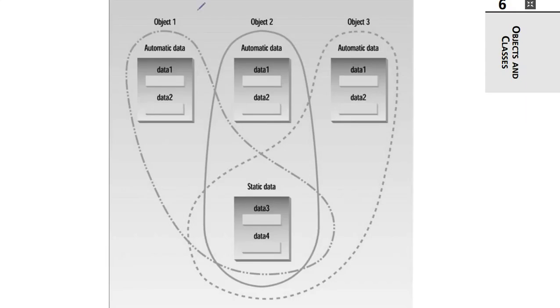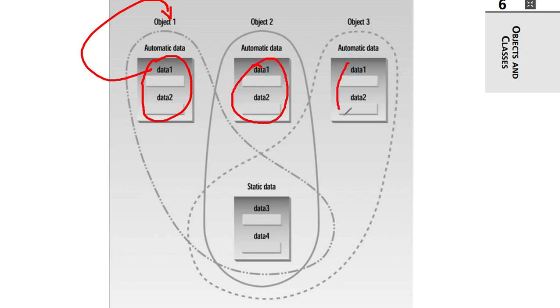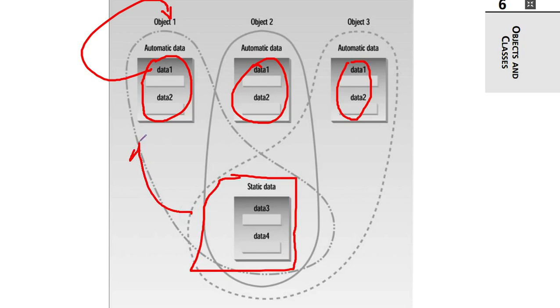So you can see from here, automatic data items: for each object, new data items would be created if the variable is an automatic variable. And if the data item is static, it would be declared only once. So this would belong to this object, this would also belong to this object, and also to this object. So if you say object2.data3, it would refer to this variable. If you say object1.data3, it would again refer to this variable.